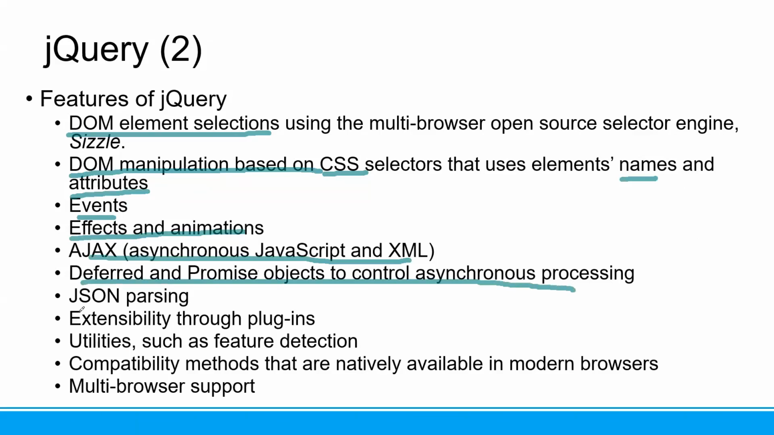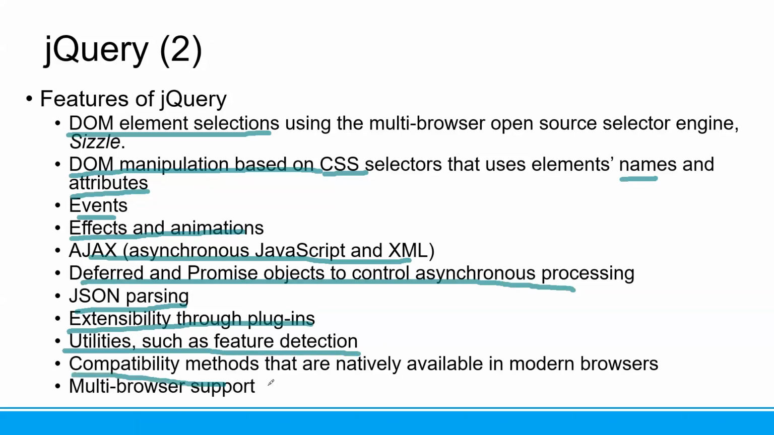In jQuery, we can use JSON parsing, and there are many plugins. There are many other plugins that extend jQuery. So if you understand jQuery, it will be a benefit as well. And there are also some utilities such as feature detection. If you are going to run some kind of machine learning, with jQuery you can also get some features from the web, and then you can do machine learning in JavaScript.